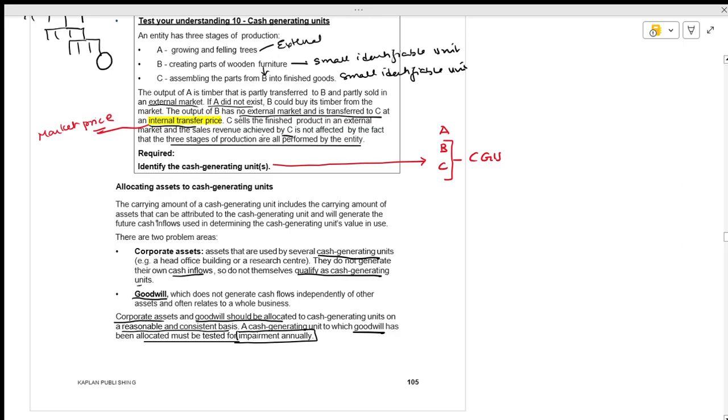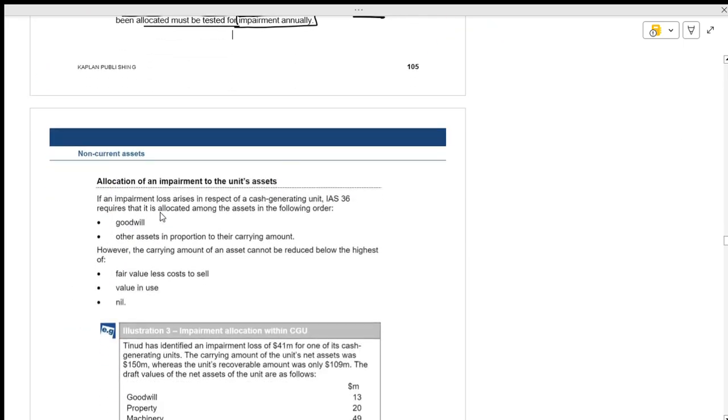Means you have to keep a close watch on goodwill when there is an impairment, because it directly and straight away impacts the goodwill as such. Straight away the impairment. See, they are giving very clear guidelines for us.